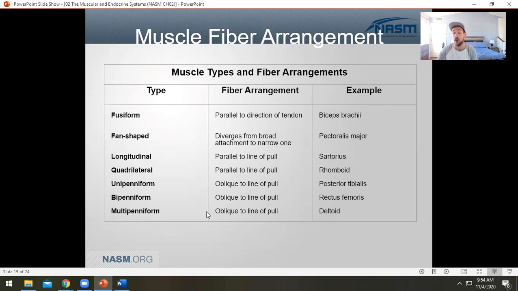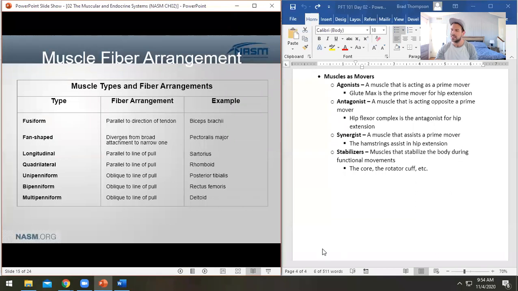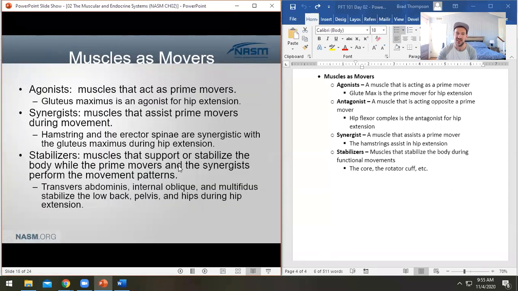And then multipeniform are the weird ones. These are the ones that have multiple attachment sites, and they pull in different directions depending on what they're doing. Your shoulders are a good example of this, right? I can go this way and that way, and I can go that way. So I can do all those things. Again, don't worry too much about knowing those guys. I usually just move right past that part. They don't test you on that at all, but it is kind of cool.